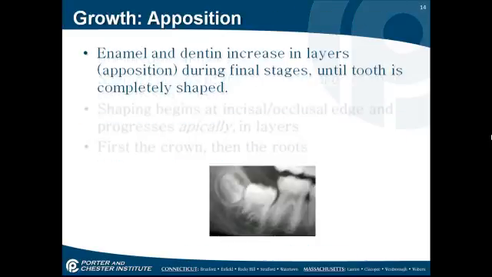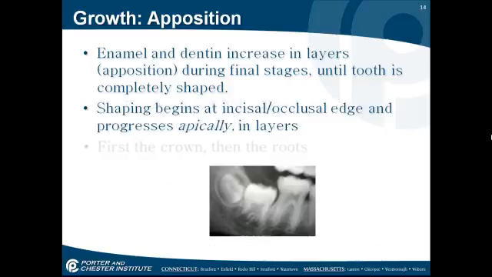The next phase of the growth stage is apposition. This is where the enamel and dentin increase in layers during the final stages. So they kind of build layers upon themselves until the tooth is completely shaped. The shaping begins at the occlusal or incisal edge and progresses apically in layers. That means towards the roots. So first the crown is formed and then the roots.